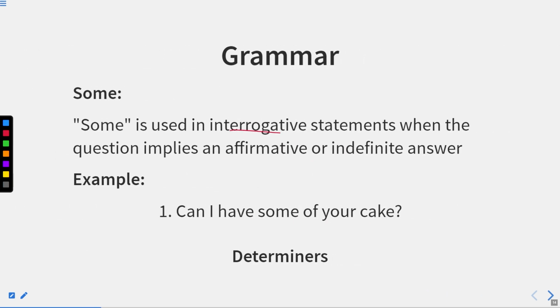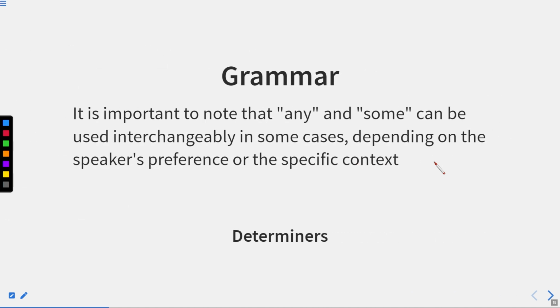Now, some is used in interrogative statements when the question implies an affirmative or indefinite answer. Can I have some of your cake? Now, I want him to give his cake to me. So I will ask, can I have some of your cake? It means I'm expecting him to say yes, sure. So I'm expecting the answer to be yes. So I can use the word some in this question. Now let us move to the next one. I hope you understood this point.